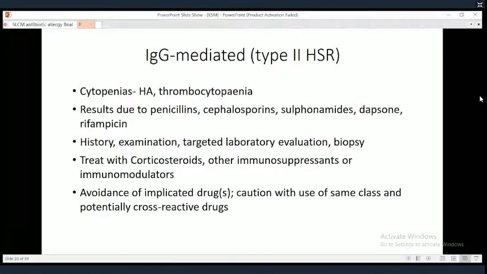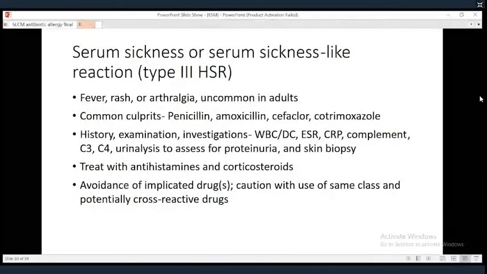So if these occur, you are supposed to avoid the implicated drug or drugs and you have to use caution with use of same class and potentially cross-reactive drugs as well.